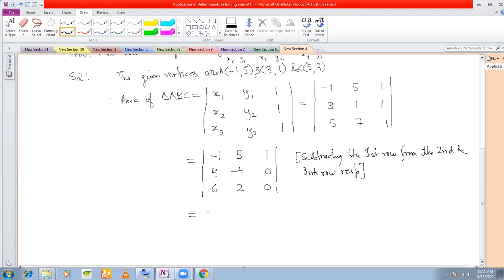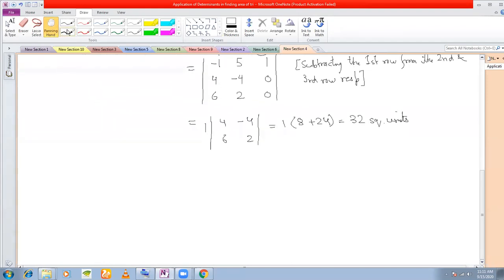Okay. So now we expand by the third column. So you have plus, minus, plus. So this is your plus position. So this is 1 into the minor, which is 4 into 2 minus of -4 into 6. All other minors are going to vanish, right? Because we have two zeros. So therefore you have 1 into 8 minus of -24, which is plus 24, which is 32 square units. So this is the area of the triangle. Okay, this is one application of this.